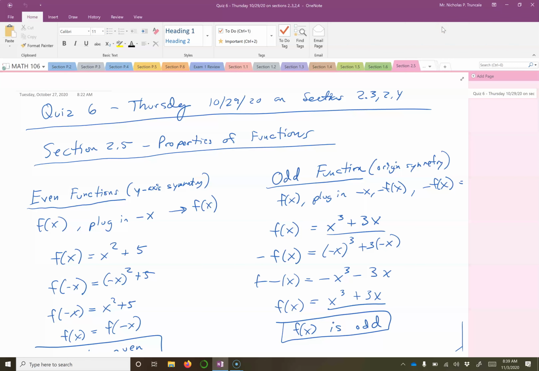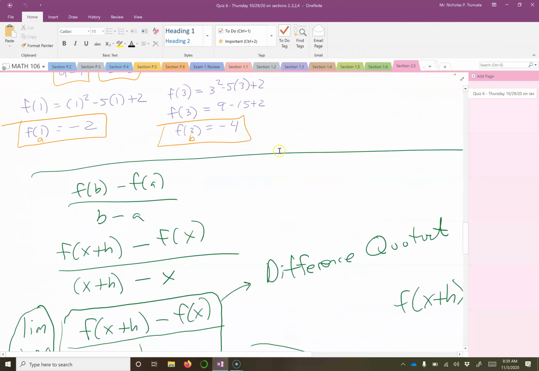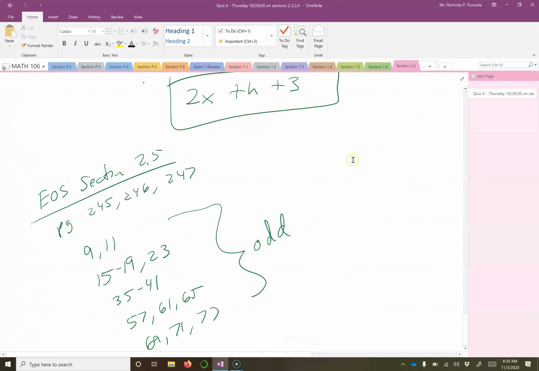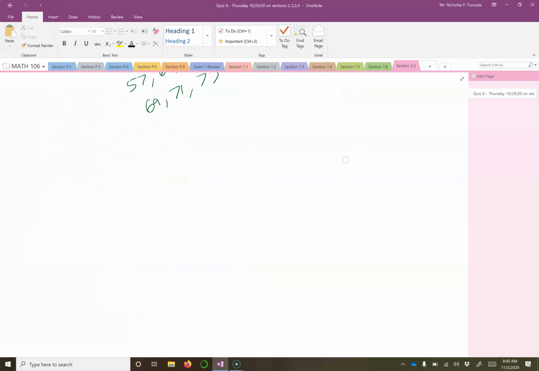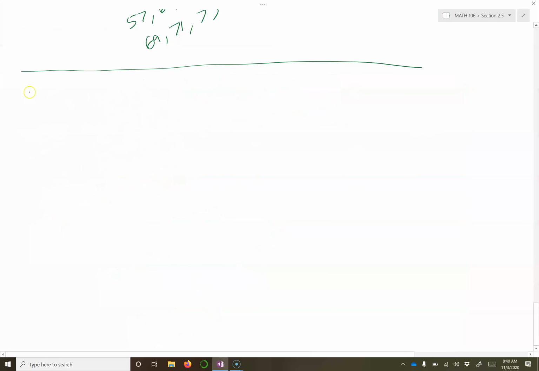So the homework was on sections 2.5 and 2.6. So I'd like to go to 2.5 and ask if there are any questions about that section. This was a section about properties of functions, so it was determining intervals for increasing and decreasing and an average rate of change. 65. So let's check it out. Again, I'll put the homework at the bottom here. So 65 at the end of section 2.5.